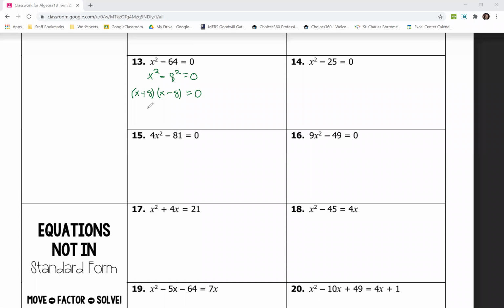Okay, so we have x plus 8 equals 0 and x minus 8 equals 0. So subtract 8 from both sides. We have x equals -8. And then add 8 to both sides. x equals +8. Now I am going to show you some notation that's going to help us later this week.